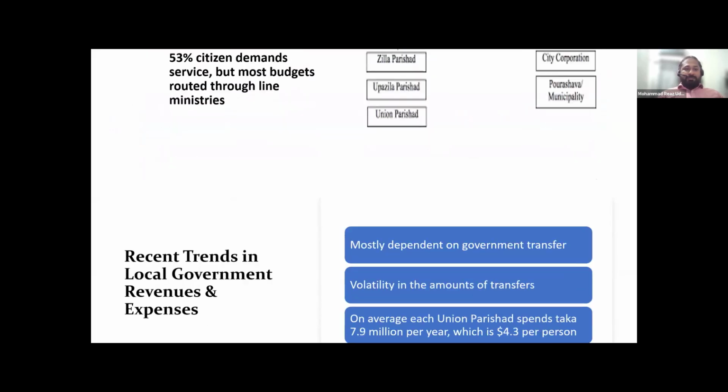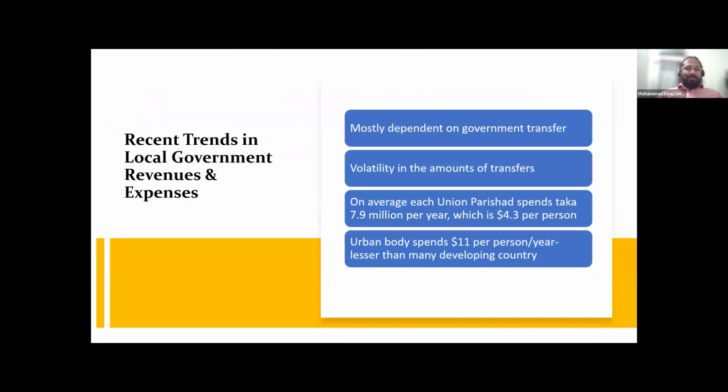So the next slide, let me give you a bit of trends on the local government revenues and expenses. Mostly, the local governments are dependent on government transfers, which have increased much faster than the increase in their own source revenues. The share of government transfers increased from 26% in 1974 to a peak of 62% in 2011, then came down to 43% in 2013, and is again increasing in recent years. So there are ups and downs, and there are volatilities in the transfers.